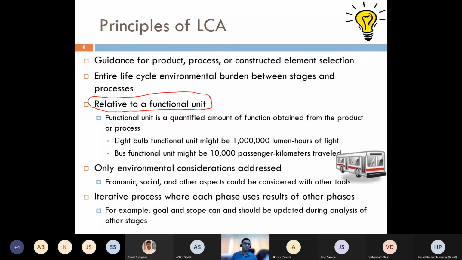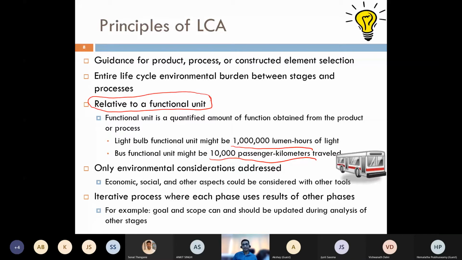Or take, for example, the example of a light bulb. A possible functional unit for comparing different types of light bulbs, which would be CFLs, LEDs, or incandescent lamps, could be maybe 1 million lumen hours. Or if you're talking about transportation, it could be 10,000 passenger kilometers. So if you are comparing different modes of transportation, or one mode of transportation having different capacities, the typical functional unit could be X passenger kilometers, or say 10,000 passenger kilometers.